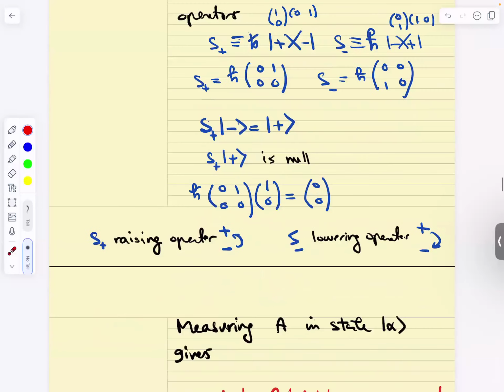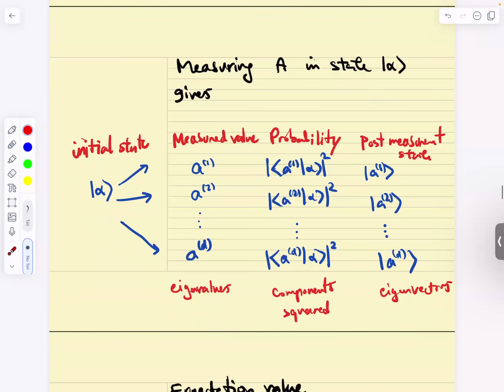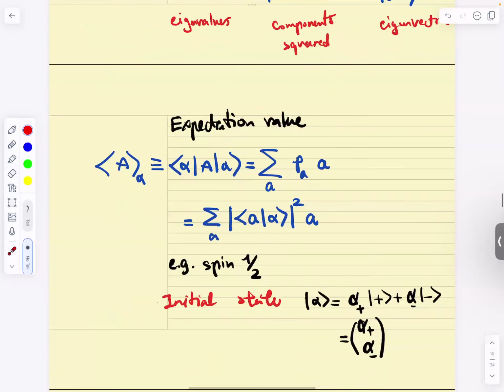All right. So we had this slide before, but let me just repeat it because it's an important slide. You're measuring an observable A in some initial ket alpha. These are the outcomes. The measured values are the eigenvalues. The probabilities that correspond to them have to do with components in the direction of the corresponding eigenvector, the norm of it, and then the post-measurement states are the corresponding kets. And we have the expectation values.